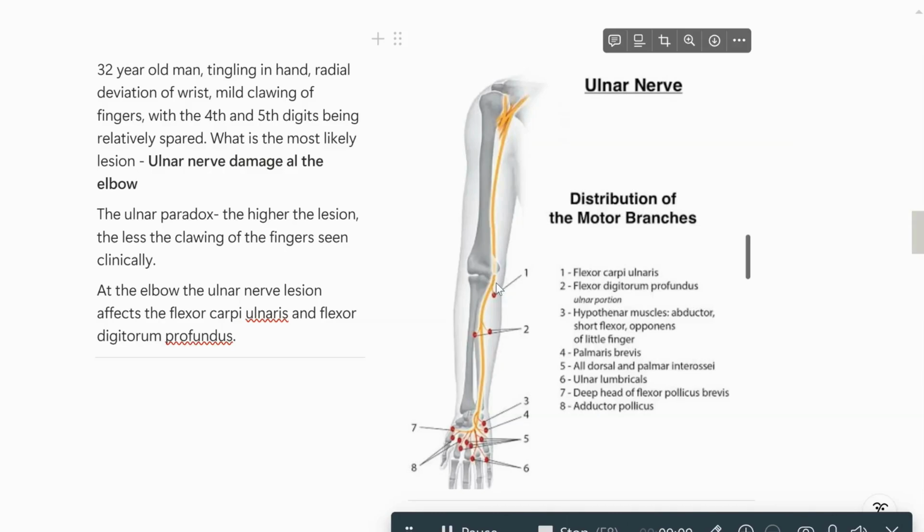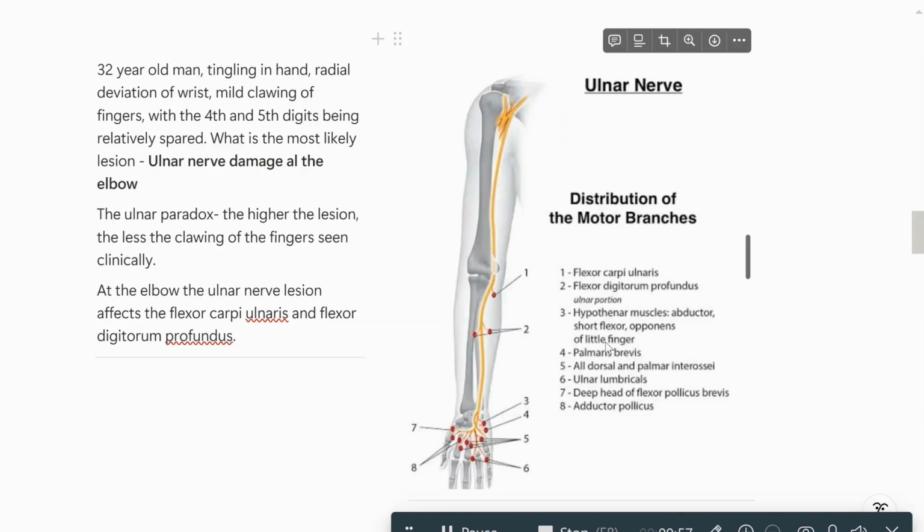On entering the forearm, it passes between the two heads of the flexor carpi ulnaris, and in the forearm, it supplies only two muscles, that is the flexor carpi ulnaris and the medial half or the ulnar half of the flexor digitorum profundus. Then it runs down to the hand where it passes superficially to the flexor retinaculum into the hand. First of all, it supplies the hypothenar muscles, which are the muscles going to the little finger, which includes opponens digiti minimi, flexor digiti minimi, and abductor digiti minimi. And then palmaris brevis, which is one of the very small muscles of the hypothenar.